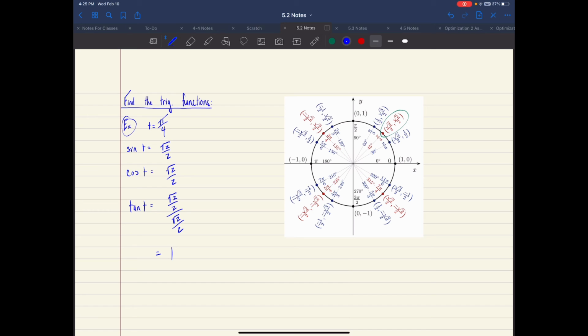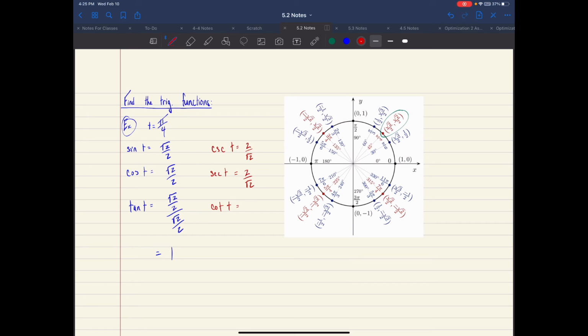For the reciprocals, we're going to have to do a little bit of rationalization, but the reciprocal of sine is cosecant, and this is a really important thing to remember. Cosecant does not go with cosine. Cosecant is the reciprocal of sine. So I'm going to write the reciprocals right next to this. So cosecant of t would be 2 over root 2. Secant of t is going to be 2 over root 2. And cotangent is just going to be 1 over 1 because tangent was 1.